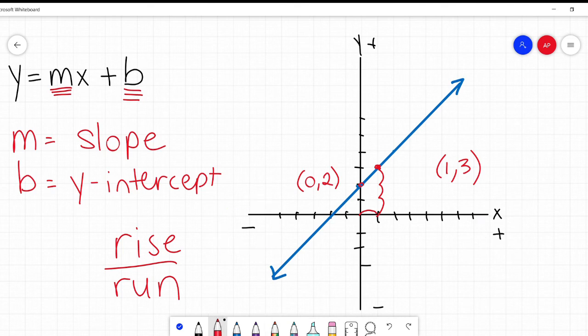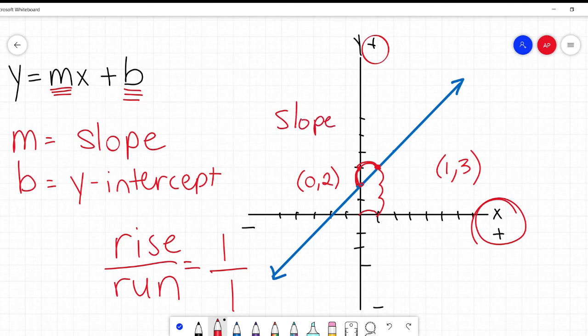So, okay, when I'm looking at this and I say, all right, I am rising, I'm going up 1, and I'm going towards the positive. So my rise is 1. And then my run, I'm going 1 space, and I'm going towards the positive. So my run is 1. 1 over 1. Well, that simplifies. That's pretty easy to simplify. 1 divided by 1 is 1. So this line has a slope of 1. Now, how do I put that into this line formula over here?